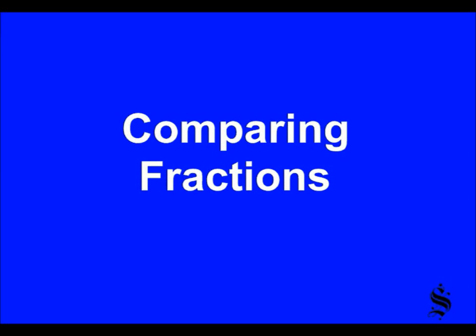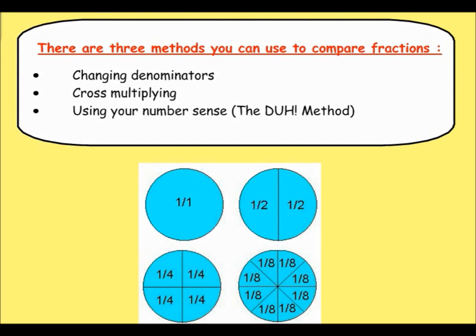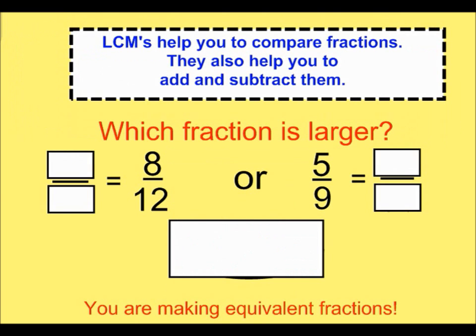Comparing fractions. We're going to take a look at three different methods that you can use in comparing fractions. You can change the denominators. This is probably the easiest method right here, by cross multiplying. Or you can use what I like to call the duh method. So let's take a look at these.